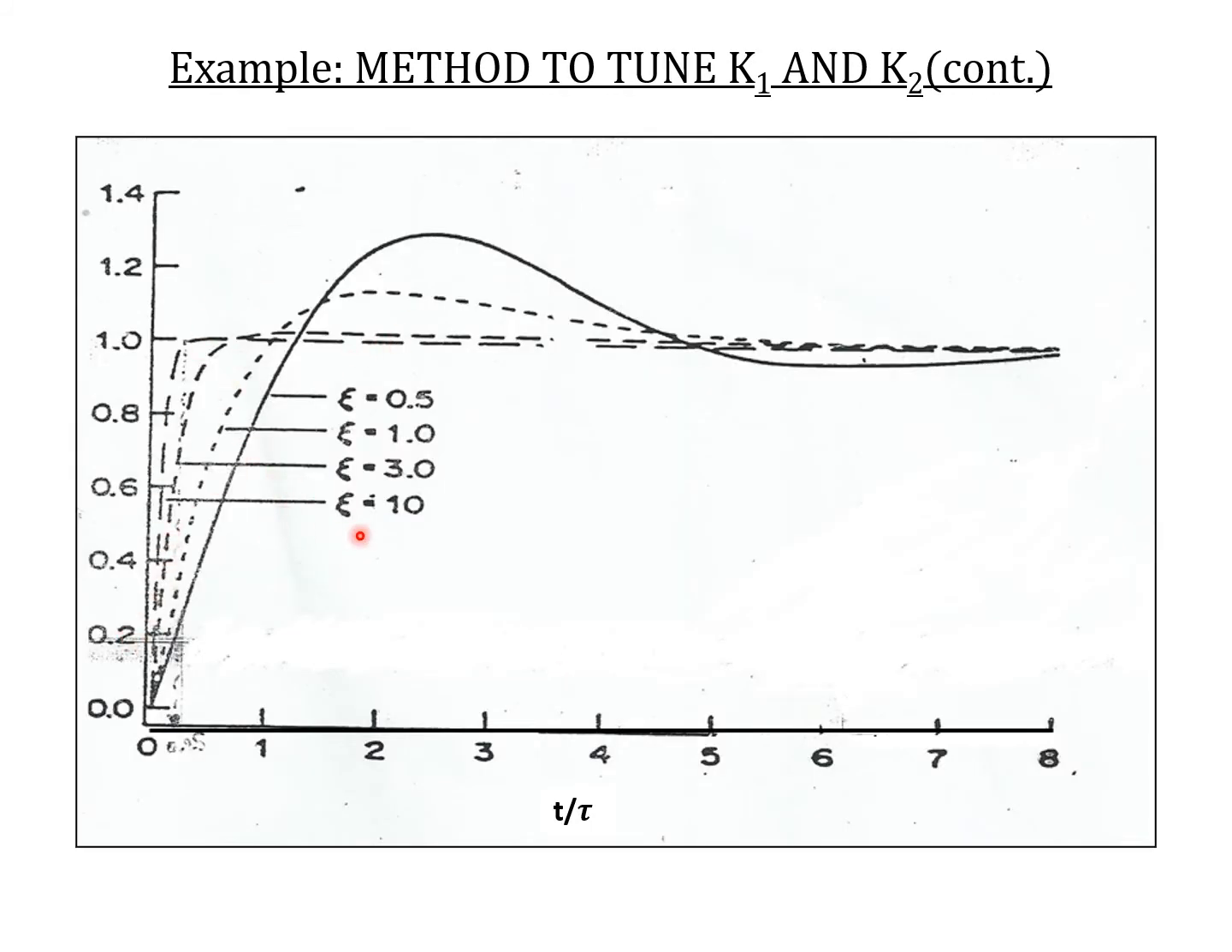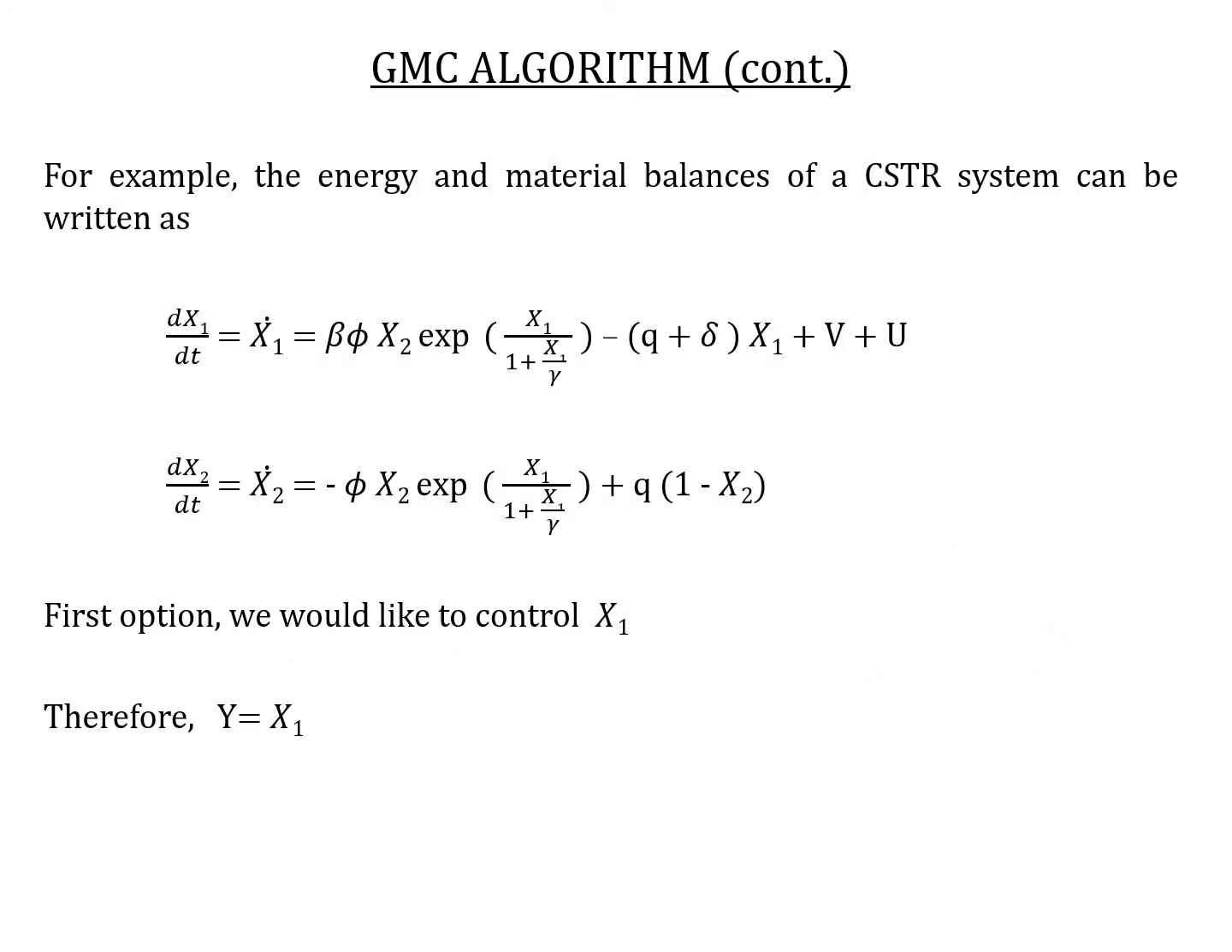Again, from this graph we decide zeta equals 10, so that we want a very quick approach to the set point, and from there we pick t over tau 0.25, and then we use the formulas to get K1 and K2. For example, in this system where we have two variables, x1 and x2, our first option is to control variable x1, so y equals x1.